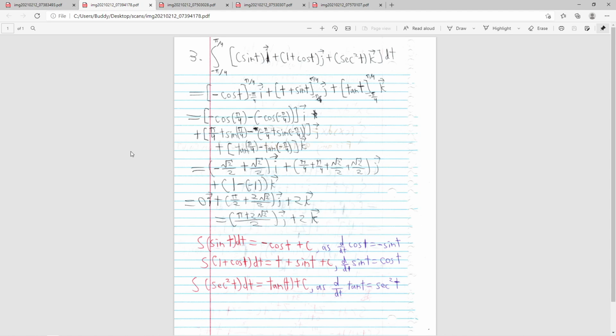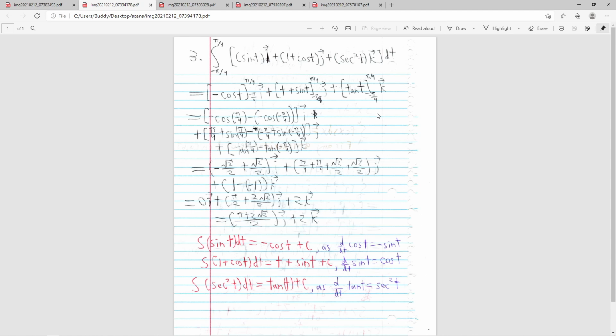Of course, sometimes these can be slightly tricky. Here you have to know your trig integration, which I detailed here; it's the opposite of the derivatives of the trig functions. So when you have sine t i plus cosine t j plus secant squared t k, you take the integral from negative pi fourths to pi fourths. One thing to note is that secant squared becomes tangent t.